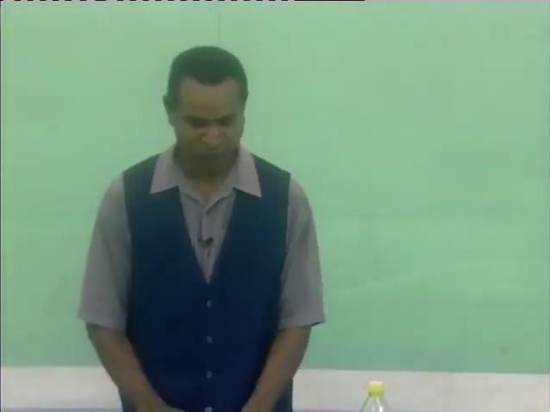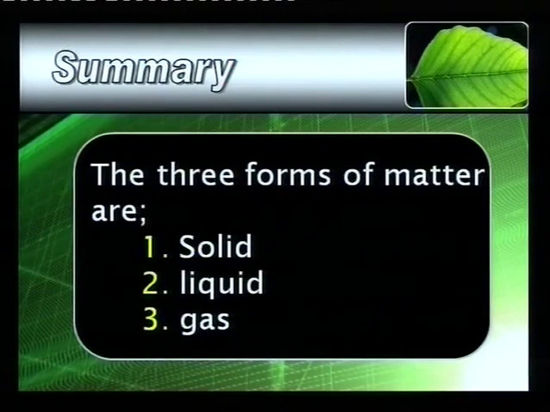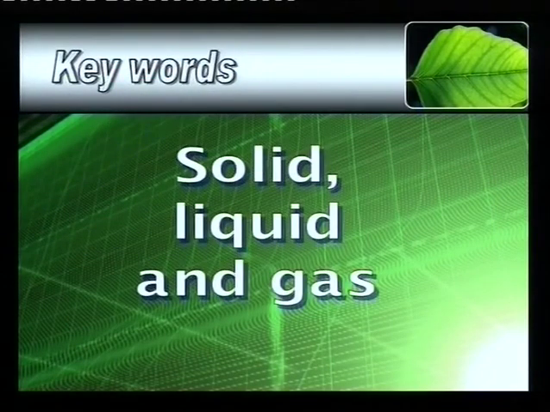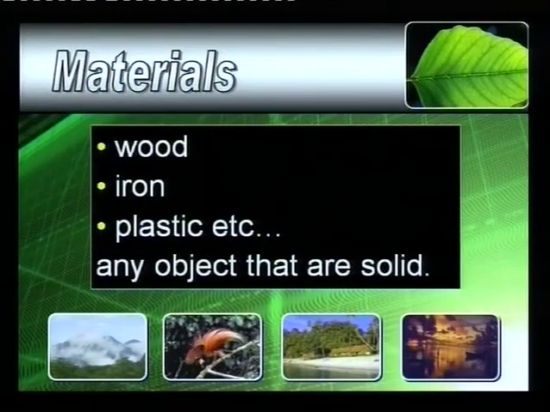Okay. Now in this activity, we have put some substances into the three states of matter, which are solid, liquid, and gas. The keywords for today are solid, liquid, and gas. Our next lesson will be looking at solids and materials, just examples of what solids are: wood, iron, plastic, or any object that falls under the state of solid.